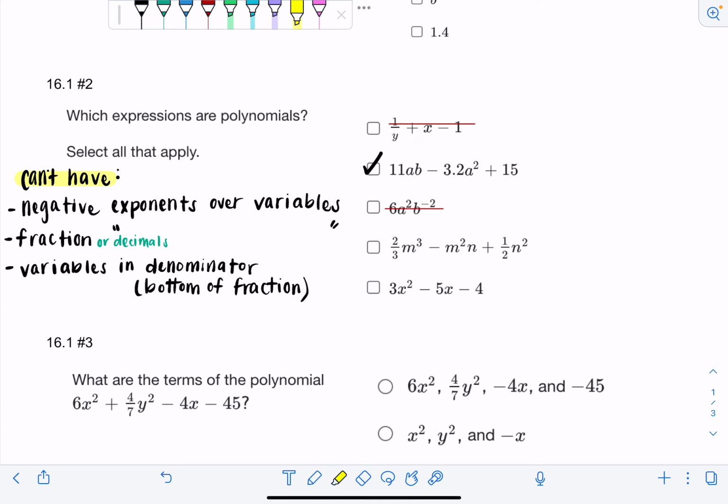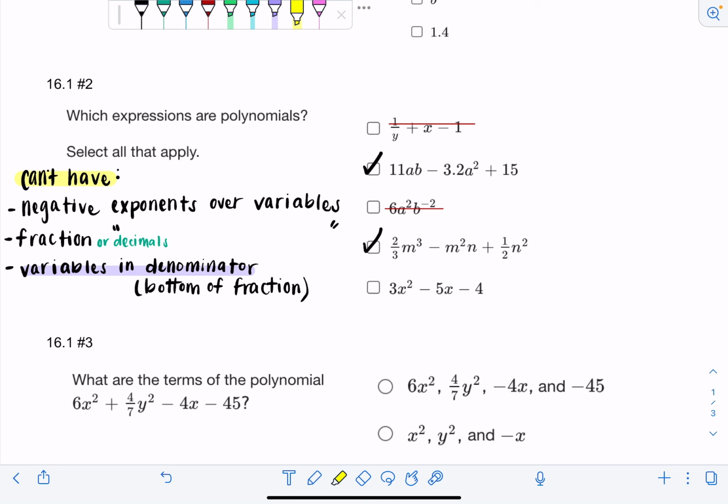The fourth one, 2/3 m to the third power minus m squared n plus 1/2 n squared. Basically, most of the rules have to do with the exponents. They can't be decimals or fractions or negative numbers. They just have to be whole numbers, so positive numbers without a fraction or decimal. So all of our exponents, this is a 3, this is a 2, this is a 1 because you don't see the power, and then this is a 2, so it's not breaking any of the exponent rules. And then the last rule is we just can't have variables in the denominator, which we don't have. We just have whole numbers, a 3 and a 2. So this one does not break any rules. So that means it is a polynomial. So we would check this one.